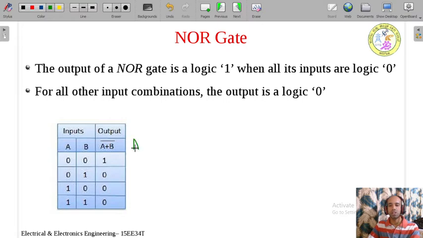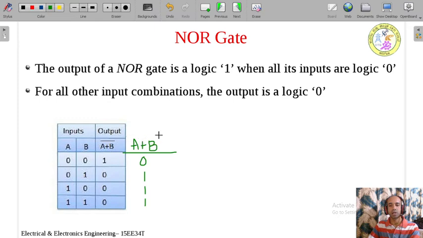We know for the OR gate, what is the output? I know the mathematical equation for the OR gate is nothing but a plus b. So for the OR gate, when both are 0 0, the output is 0. For all other combinations, the output is 1. This is for the OR gate. Now what is the NOR gate? You have to complement this one.